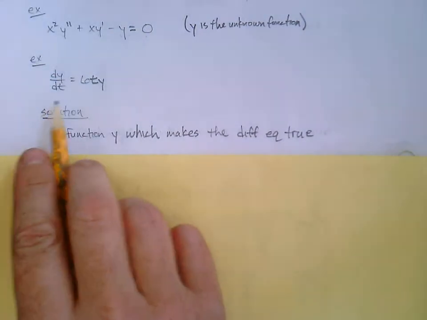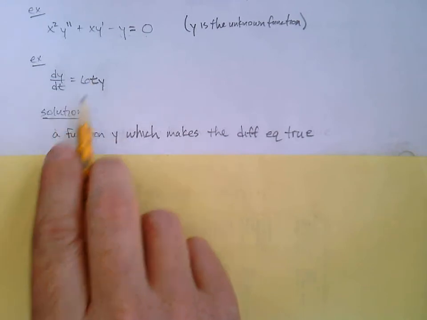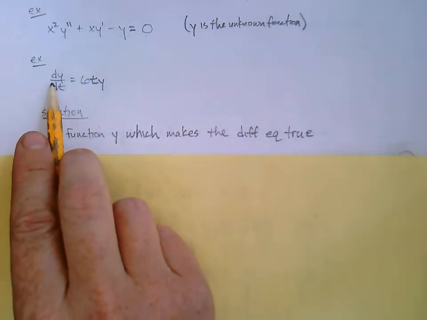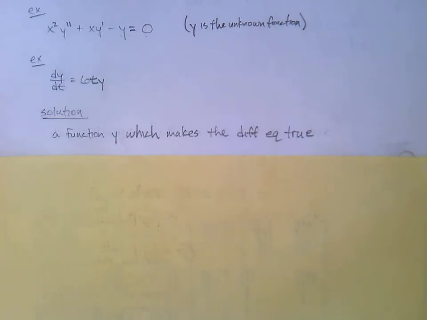Or in the second one, what is that function y? If I was to put the function y here, and if I was to take dy over dt and put that here, then we would get the same thing. We'd get a true statement. Same thing on both sides.